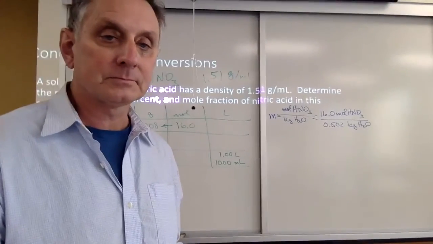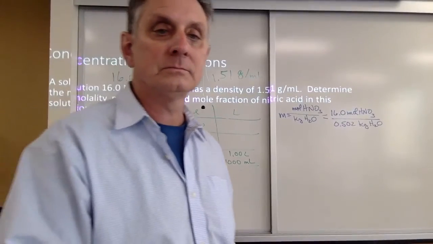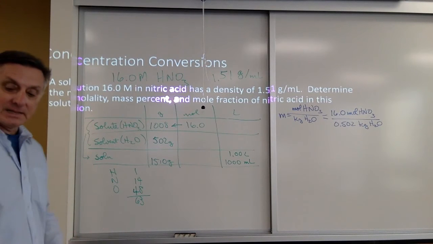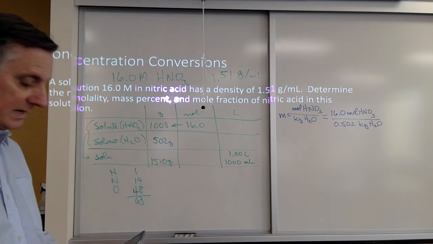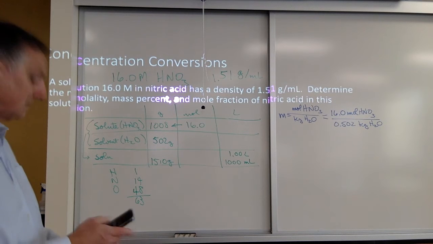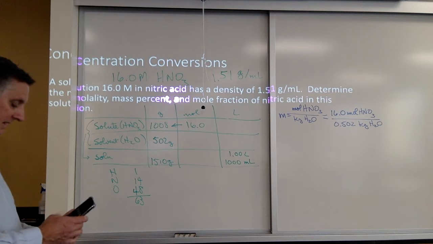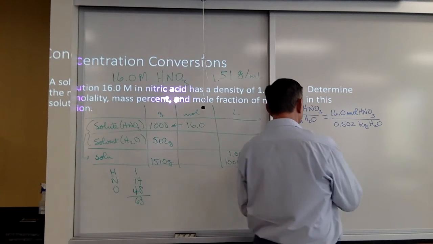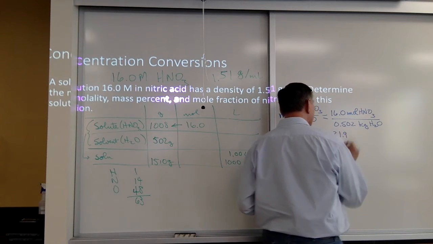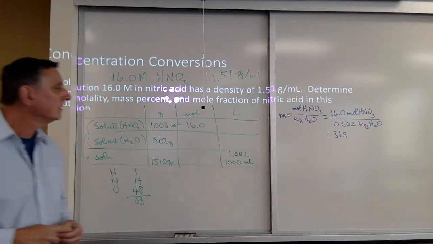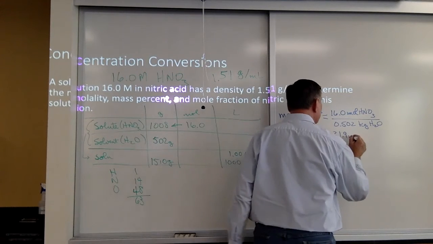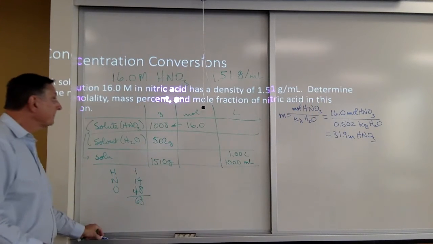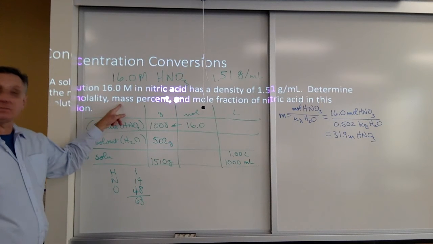Okay. So now we know the molality. Let's see, 16 divided by 0.502, 31.9. And that is molal HNO3. All right. That is molality. Let's do mass percent.